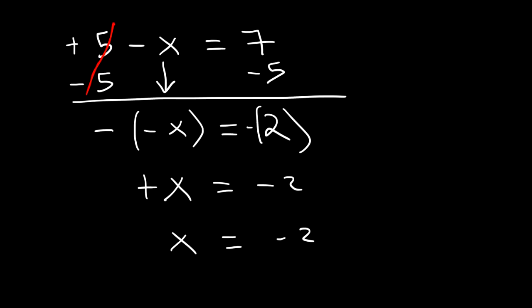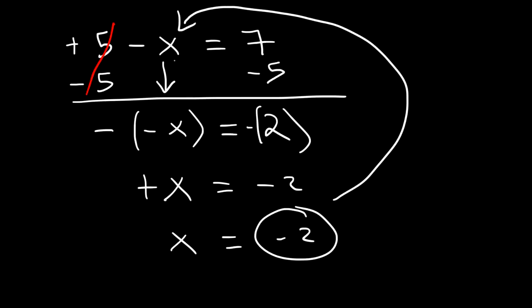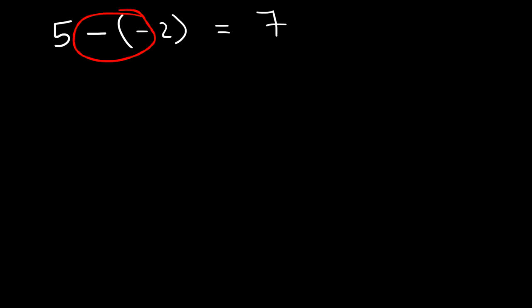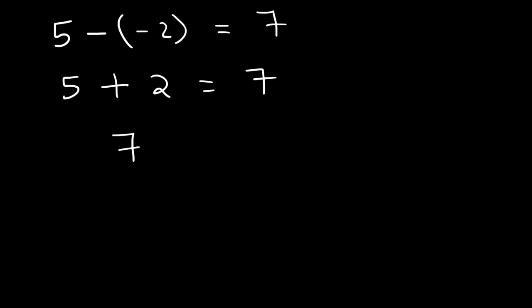Now, we could check this answer. If we take this x value and insert it into the original equation, let's see if we get 7. So 5 minus x, where x is negative 2, is equal to 7. So here we have two negative signs. A negative times a negative is a positive, so this becomes 5 plus 2. And 5 plus 2 is indeed equal to 7. So x is equal to negative 2.